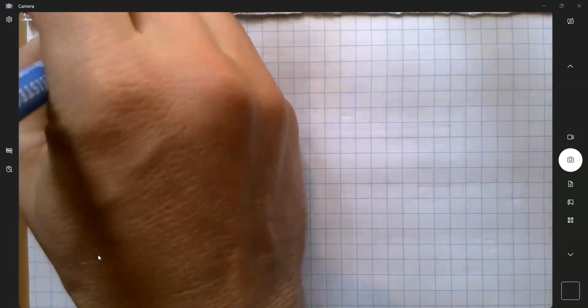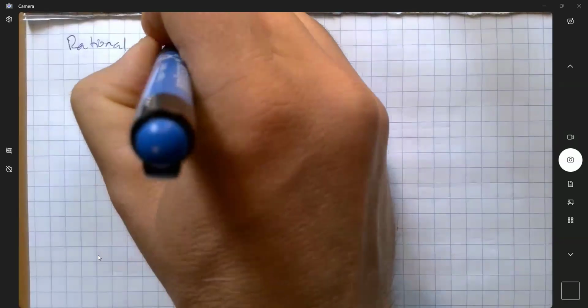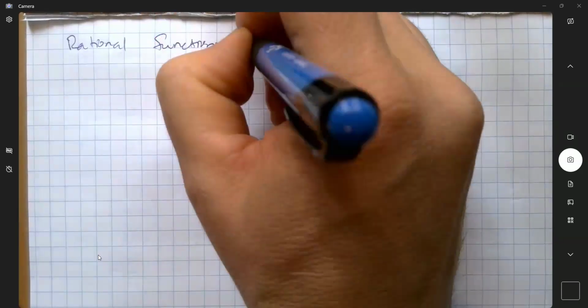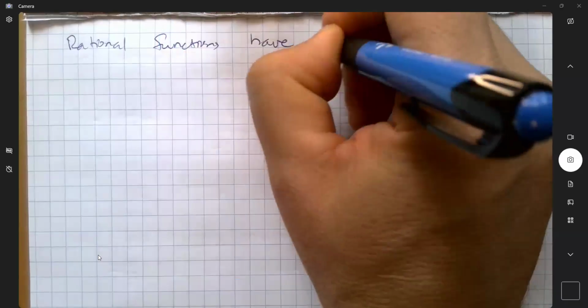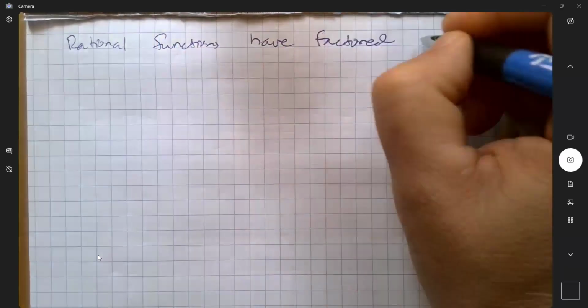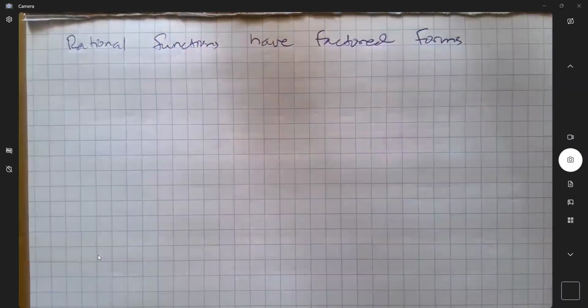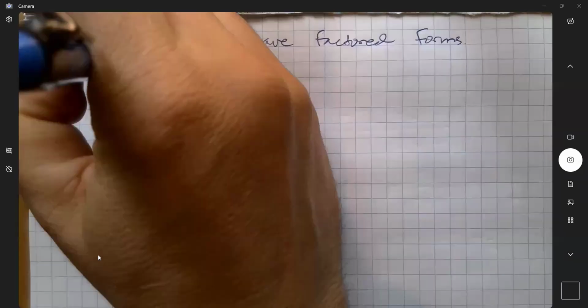To talk about x-intercepts and vertical asymptotes and holes, it's much easier to switch from the standard form to a factored form, because rational functions, just like polynomials, have factored forms. And the reason they have factored forms is because they're built by polynomials, and polynomials themselves have factored forms. So let's use an example.